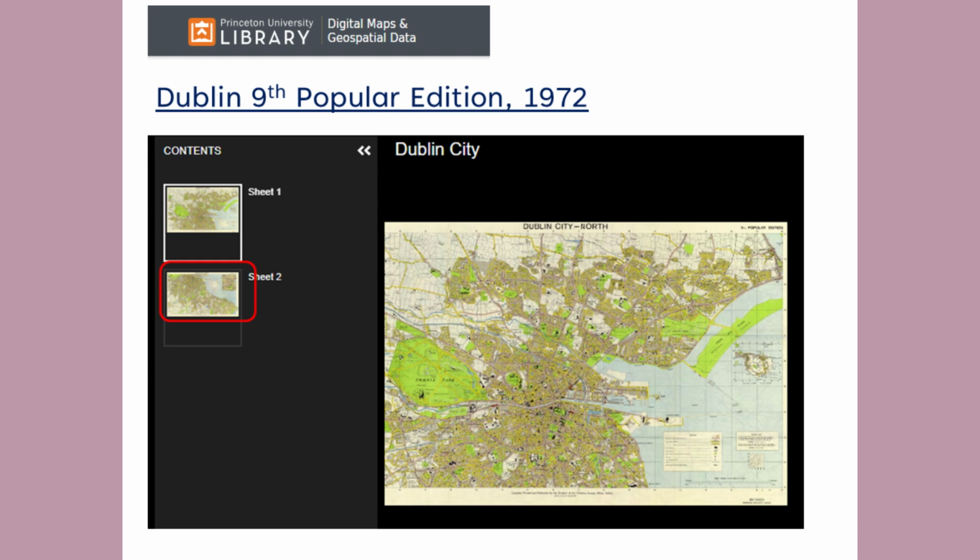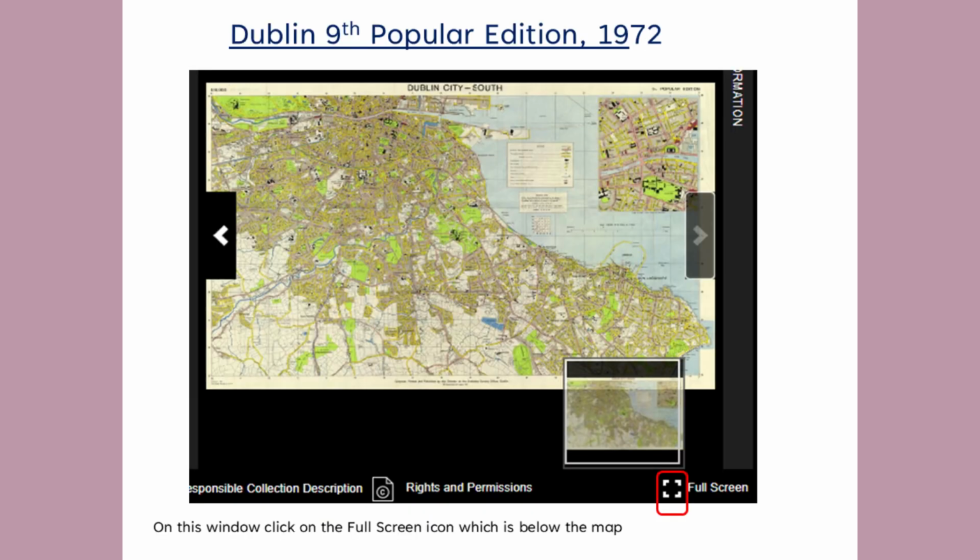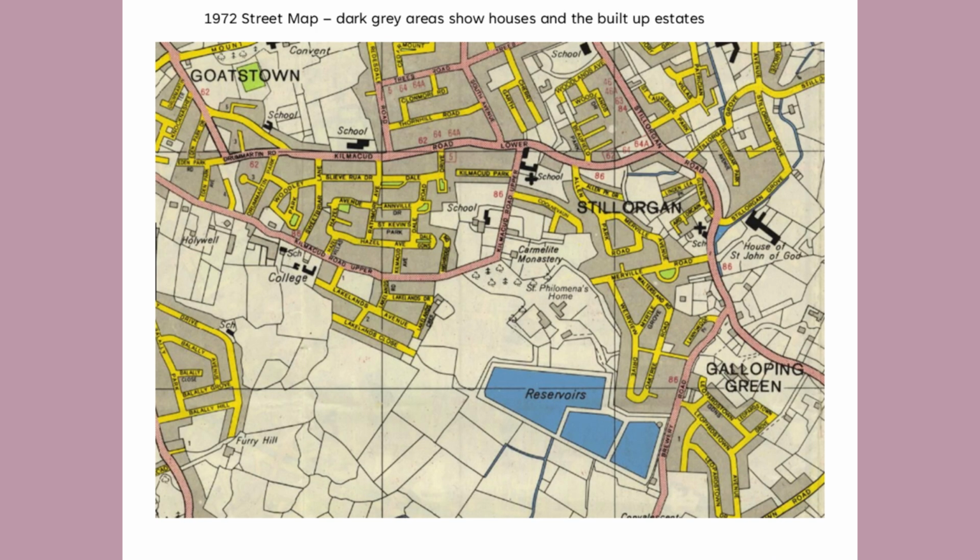And the library in Princeton hosts the 1972 street map. So when you open the link, the default is that you see the north side of the city first. So you just need to click on the thumbnail image for the south side of the city over there on the left. And then that brings you into a view of the south side of the city from 1972. And you just click on the full text there at the bottom right corner. And when you zoom in on that, a very nice map from 1972. I think the Stillorgan Shopping Centre is just about shown there. So the dark grey areas kind of show the estates and the houses and the built-up estates.